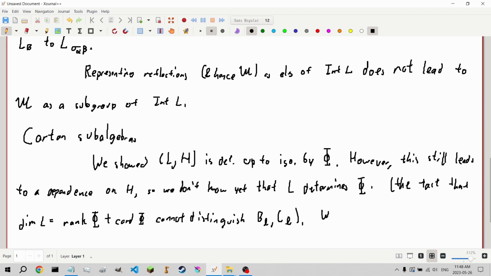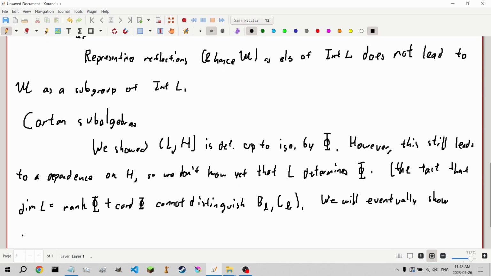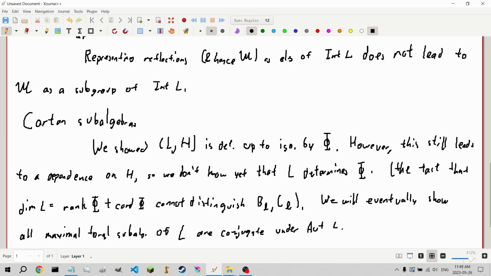We will eventually show, I think in a later chapter, that all maximal toral subalgebras of L are conjugate under the automorphisms of L. This will be done in a later chapter, but in the wider context of an arbitrary Lie algebra where the appropriate analog of our maximal toral subalgebra is a Cartan subalgebra. So we're going to generalize things a bit first.